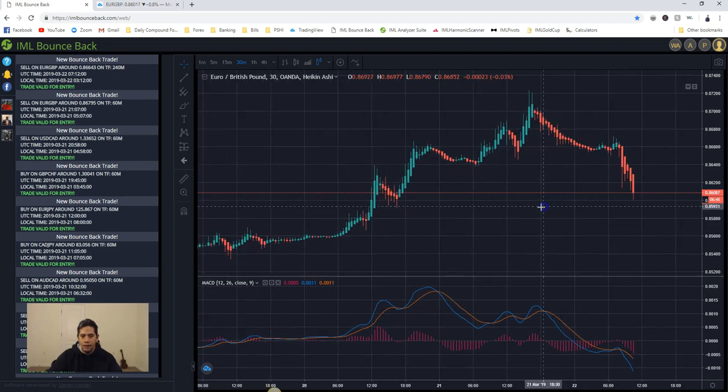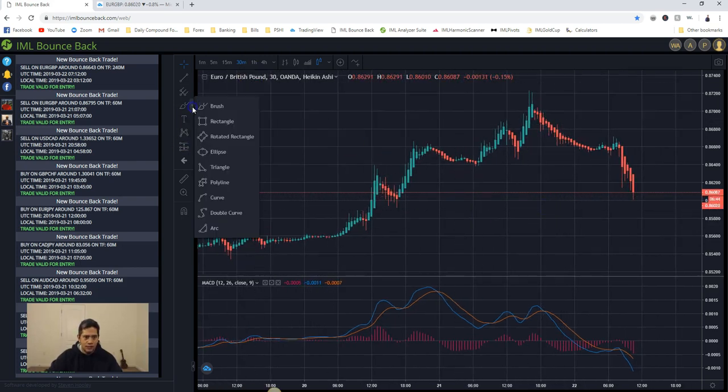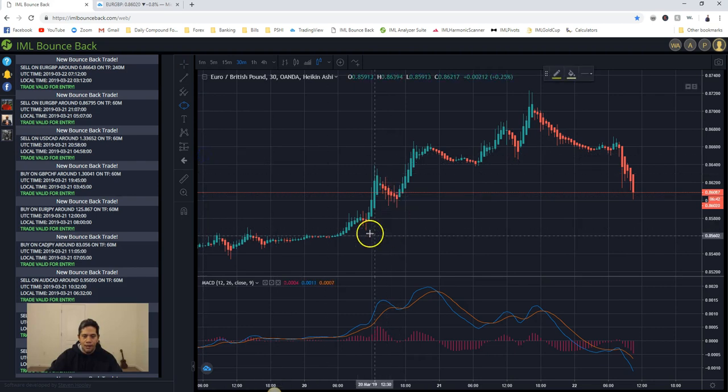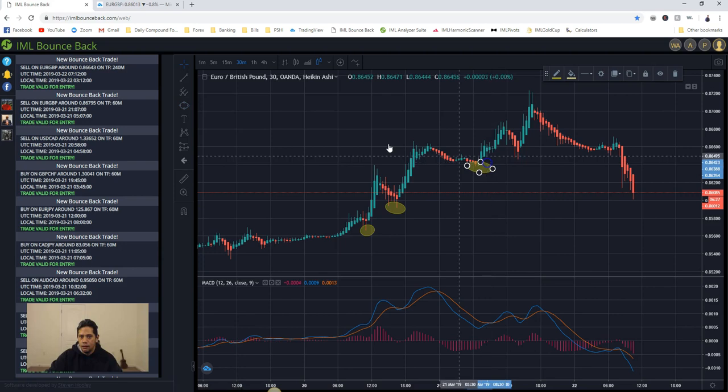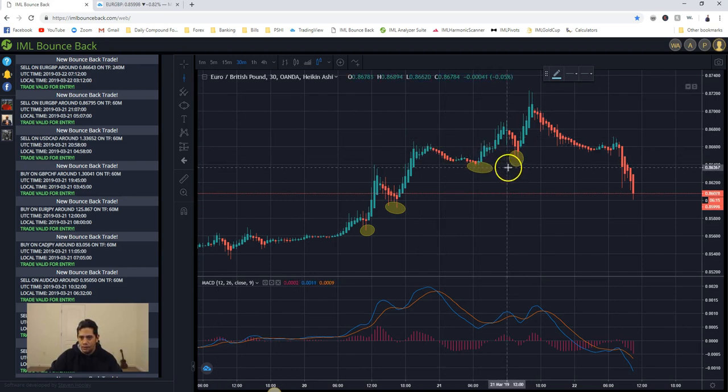Okay, now that we're on the 30-minute, all we're going to do is connect the dots. Every time the market makes a low, they leave wicks like this. As a beginner, all you're going to do is draw a circle around those low points. The signal was called at 12 o'clock UTC, so it's about right there.